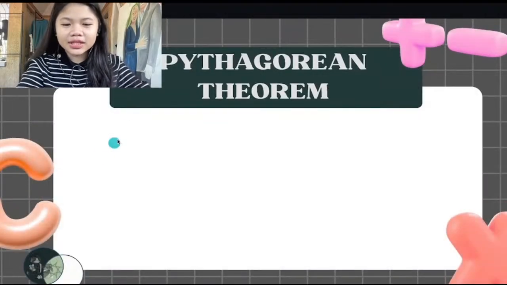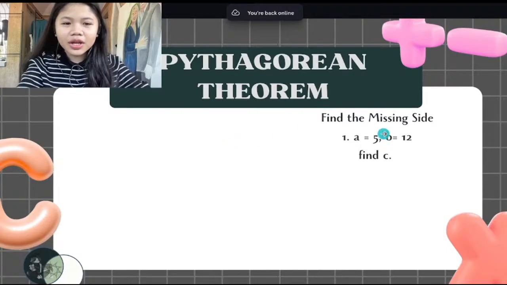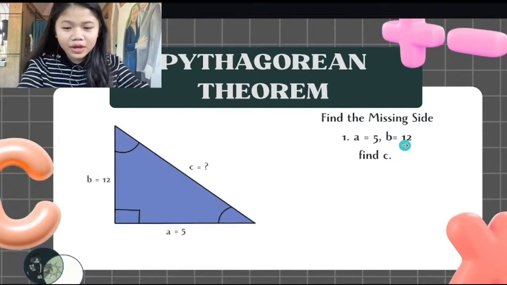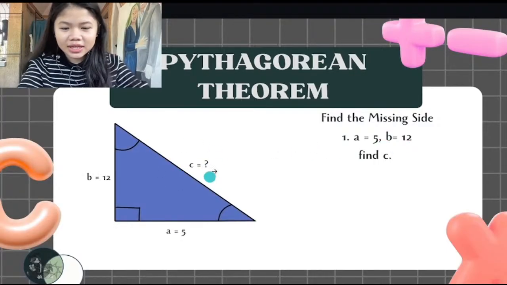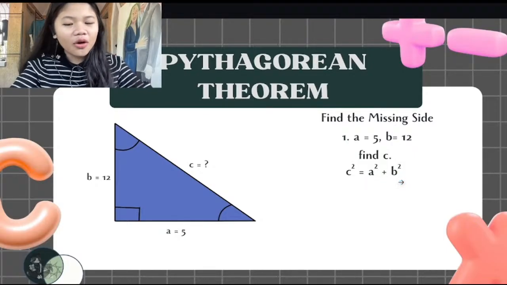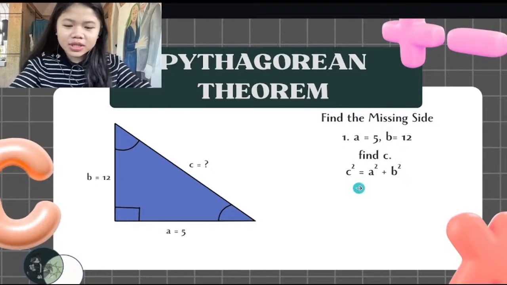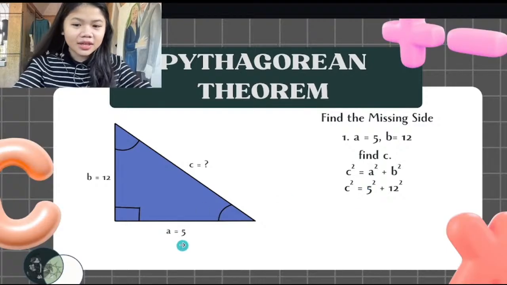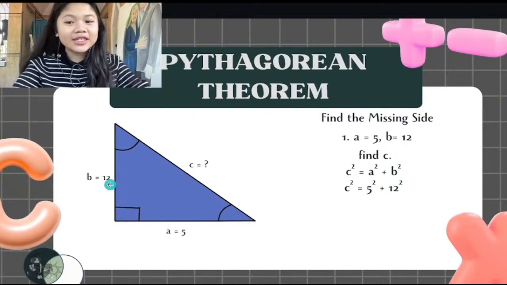So let's move to the next example. We are given a equals 5, b equals 12, and we are finding c. Since we're solving for c, we rewrite the formula as c squared equals a squared plus b squared. Now, we substitute the values. c squared equals 5 squared plus 12 squared, since a is equal to 5 and b is equal to 12. So it becomes like that.